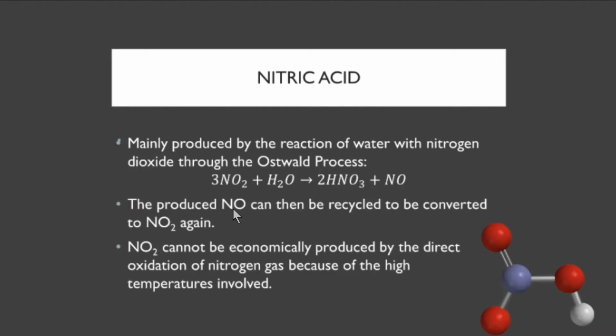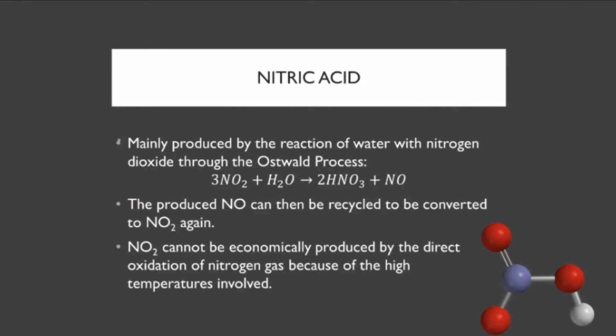The number one limitation of the Ostwald process is that nitrogen dioxide cannot be economically produced by the direct oxidation of nitrogen gas because of the high temperatures involved. What we mean in this statement is that nitrogen dioxide cannot be easily obtained by burning nitrogen with oxygen. As I have mentioned earlier, this only happens at high temperatures such as in coal-fired power plants and in the engine of motor vehicles. And even in those cases, the fraction of nitrogen dioxide produced is very small, and that cannot be utilized in the industrial production of nitric acid.